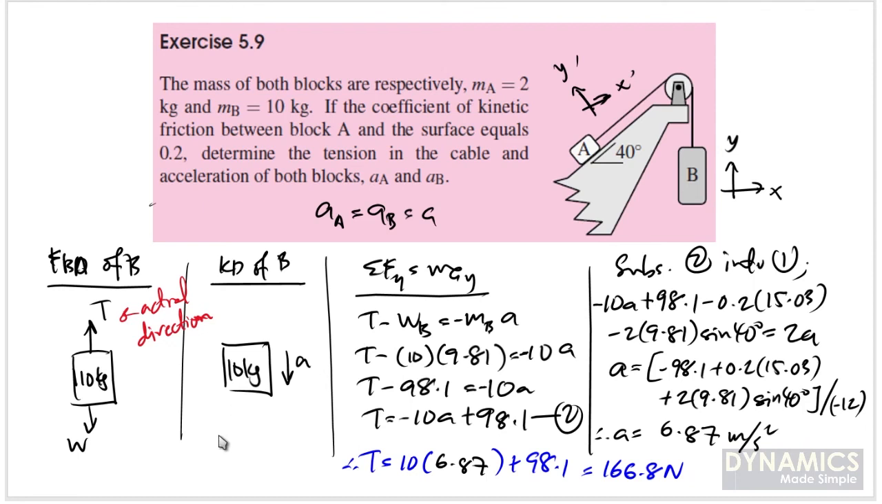Excuse me, doctor. For the value of tension, it's going to be minus 10 into 6.87. Oh, we have minus sign here. Yeah, that's minus sign plus. So this one should be equals to, it should be 29.4. Okay, it should be 29.4. Okay, my bad. You're right.